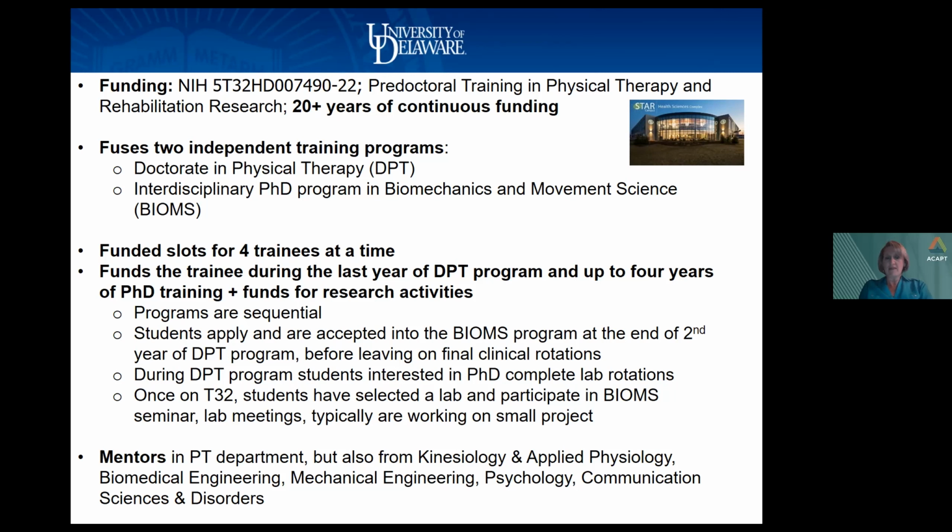We have mentors in the PT department, of course, for these students, but also we have mentors in kinesiology and applied physiology, biomedical engineering, mechanical engineering, psychology, and communication sciences and disorders that students can choose to work with. Typically, most of our students' lab rotations tend to be with PT faculty, and often when students choose a mentor in these other programs, they've come in with a specific interest, and we've steered them towards these faculty in these other departments.